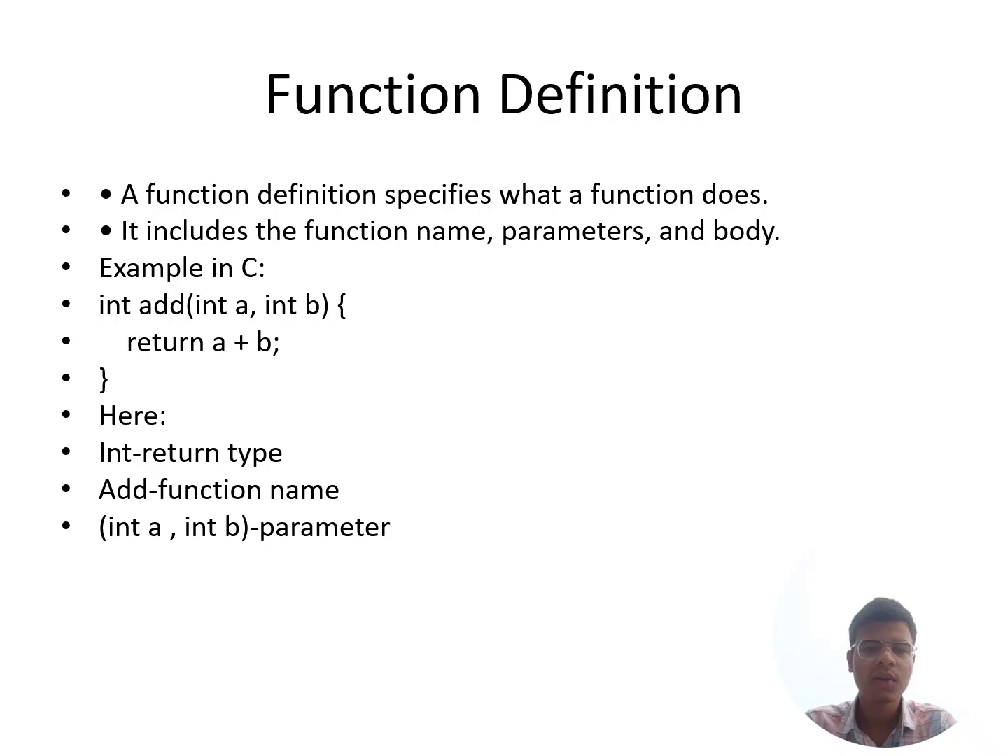It includes the function header as return type, function name, parameters, opening and closing brackets, the body of statements that perform the task, and a return statement, if the function returns a value. And here is the explanation of the function definition. Integer, it is the return type. Add is the function name. Integer a and integer b are the parameters. And the body computes the sum.